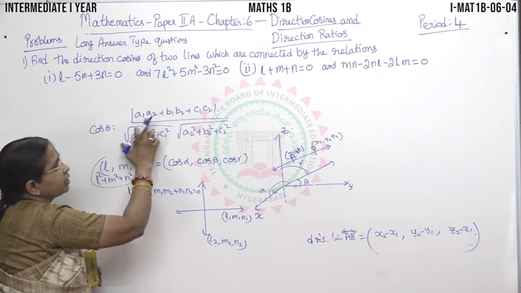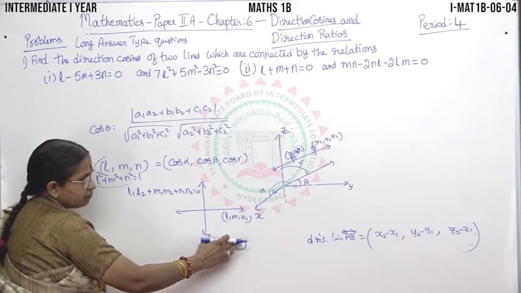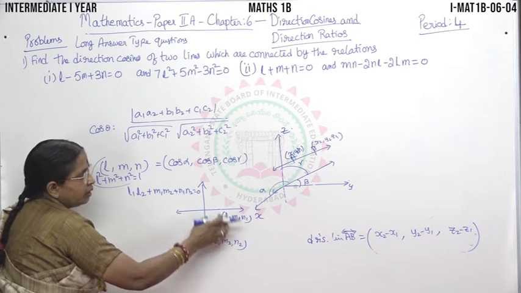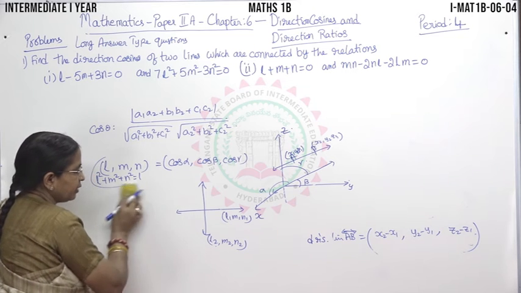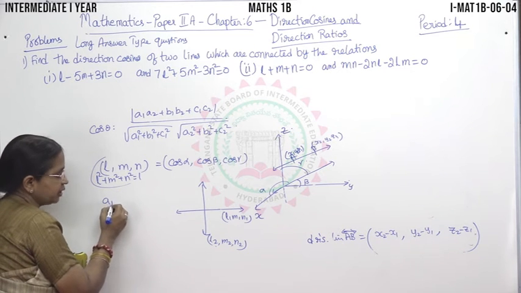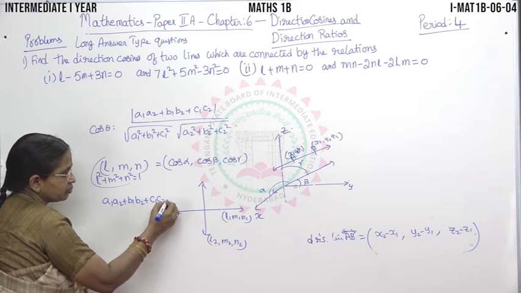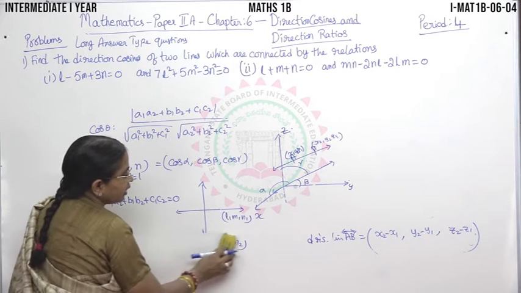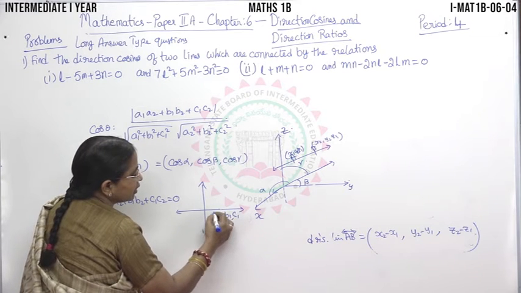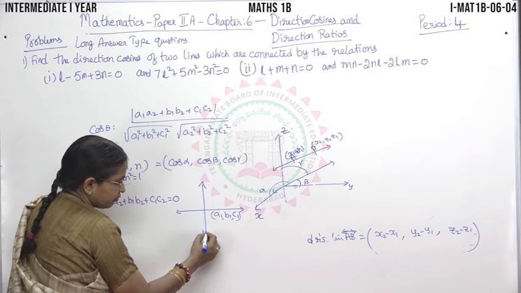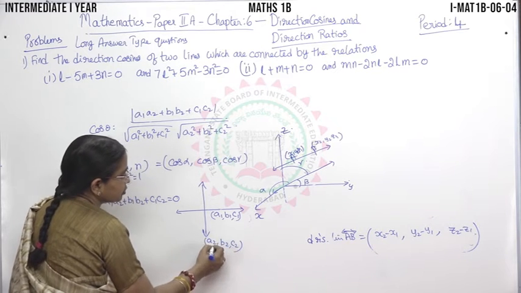Now for direction ratios, A1, B1, C1 and A2, B2, C2 are the direction ratios of two lines. If the lines are perpendicular, then they satisfy the condition A1 A2 plus B1 B2 plus C1 C2 is equal to 0, where A1, B1, C1 are the direction ratios of one line and A2, B2, C2 are the direction ratios, not cosines.